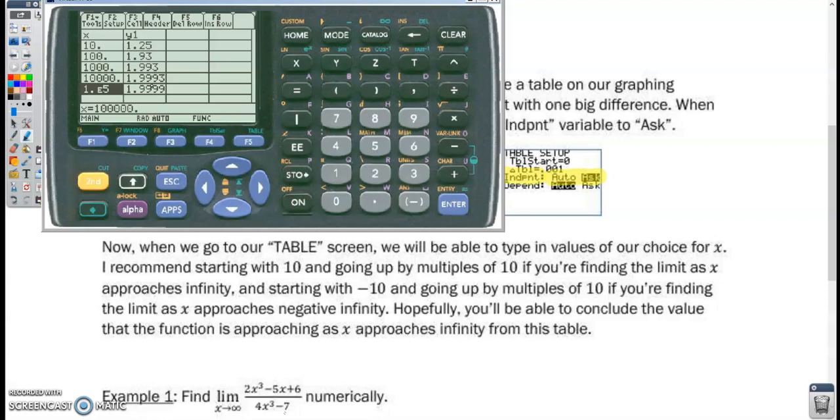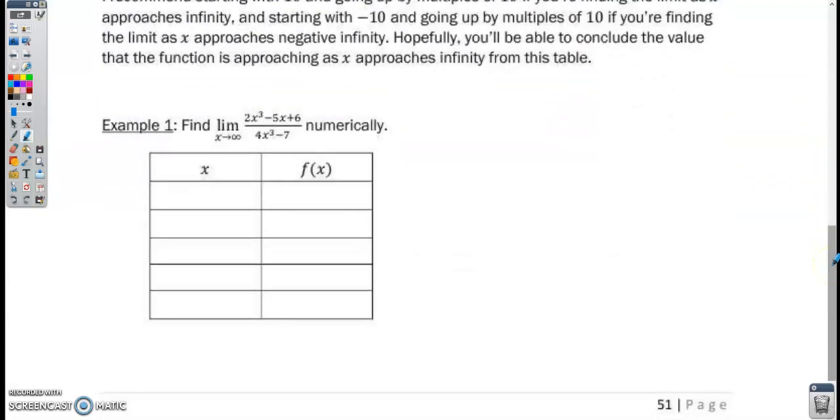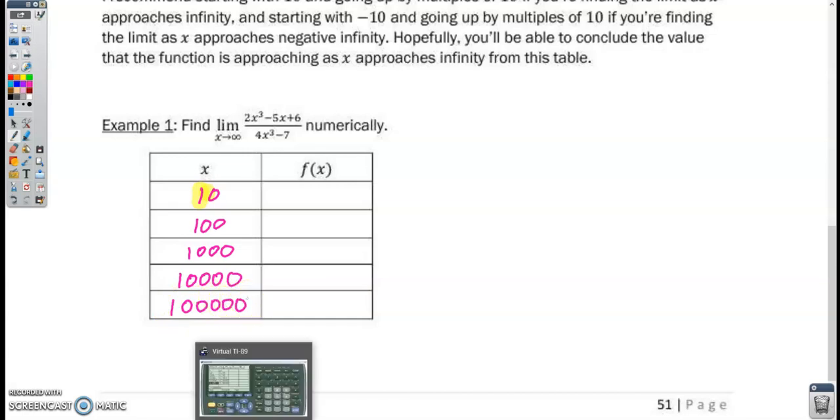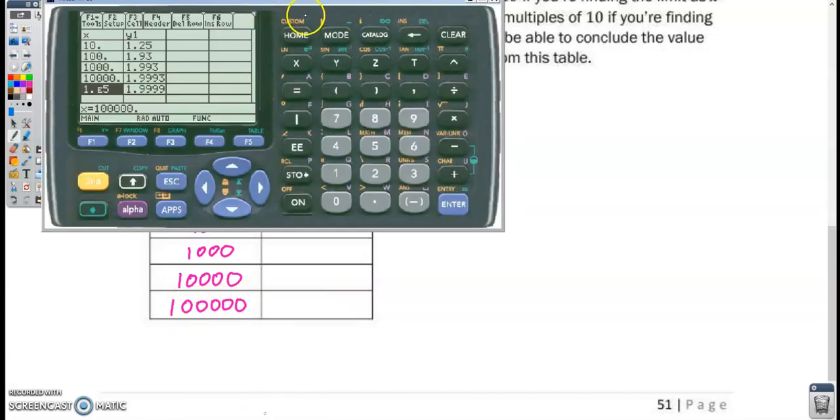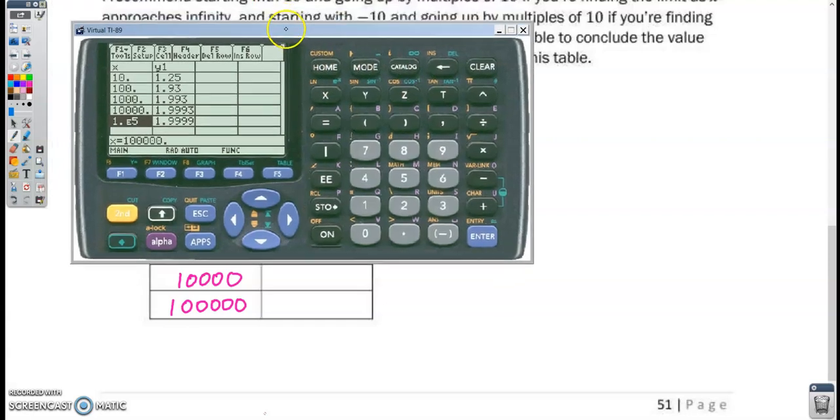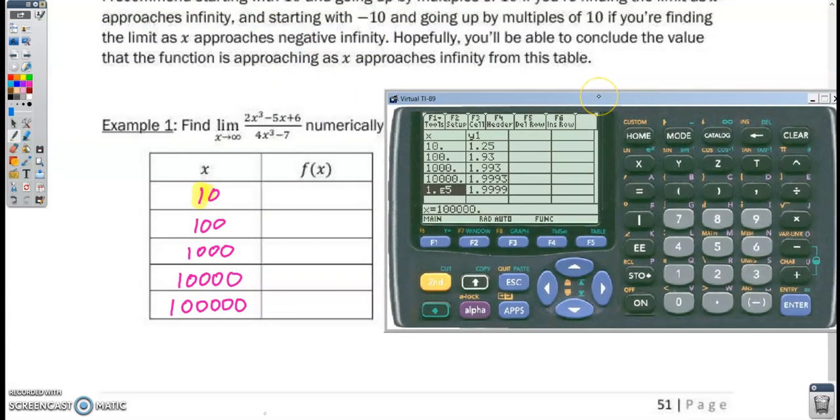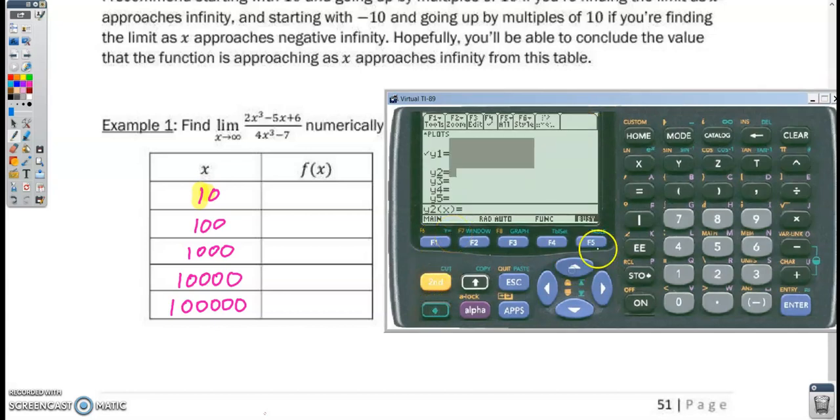So let's go ahead and we'll work through a couple of examples doing this on our calculator. First, we're going to find the limit as x goes to infinity of 2x cubed minus 5x plus 6 all over 4x cubed minus 7. So I'm going to go ahead and start with 10, 100, 1,000, and you'll also find that some functions, this one won't be one of them, grow so fast that you actually need to count a little slower for your x values because they get remarkably big way too fast for us to work with.